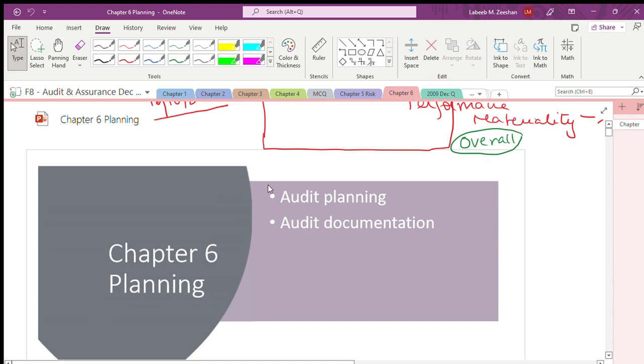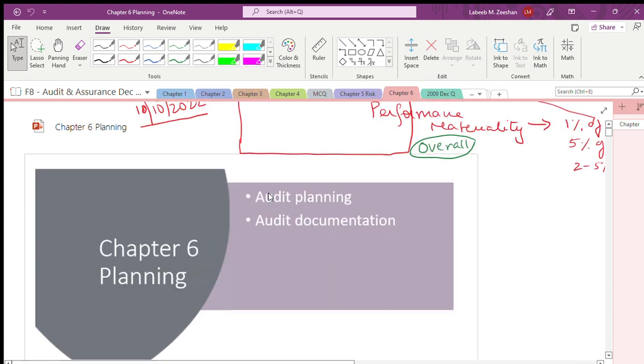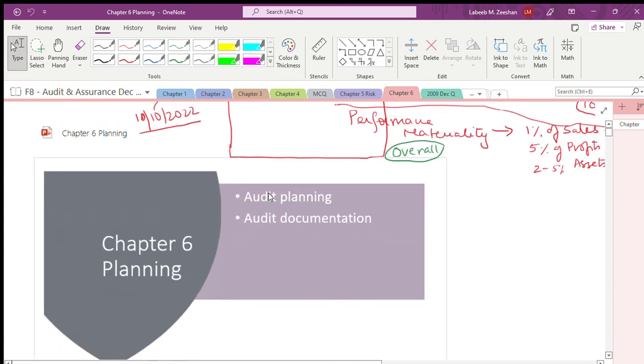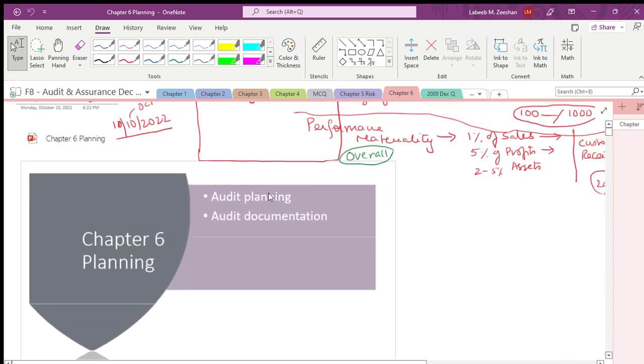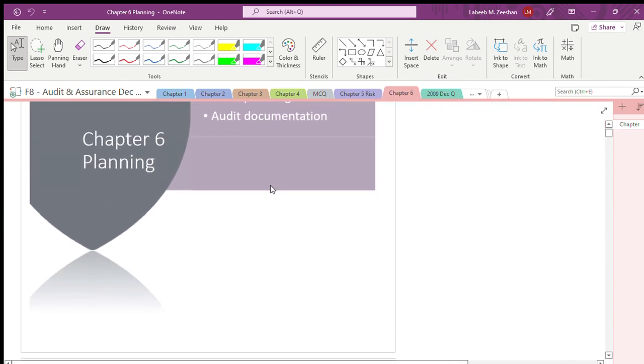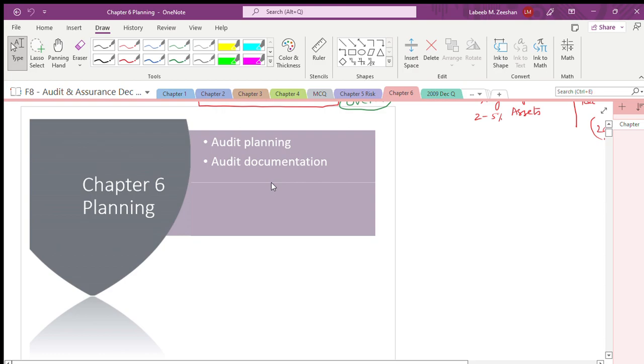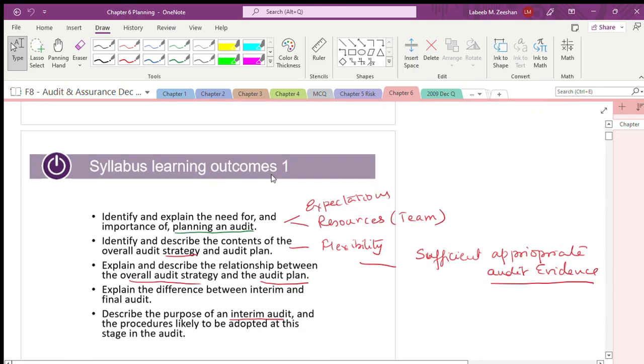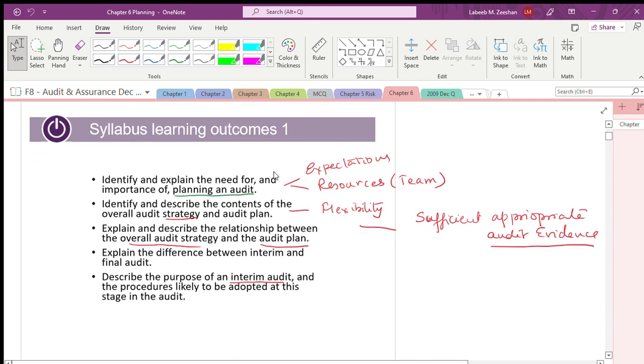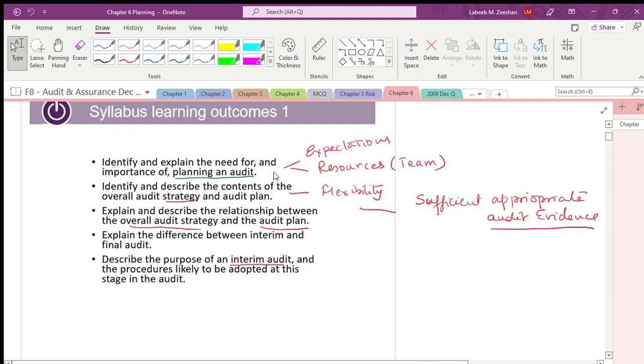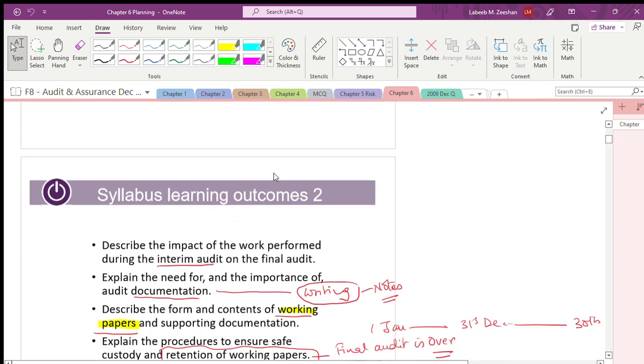Now, very quickly I will go through it very fast, okay? It's a revision for us. What is audit planning? What we are talking about is planning the audit, and the strategy. What is the overall audit strategy? What is the interim audit and what is the final audit? What is the purpose of the interim audit and what is the purpose of the final audit?